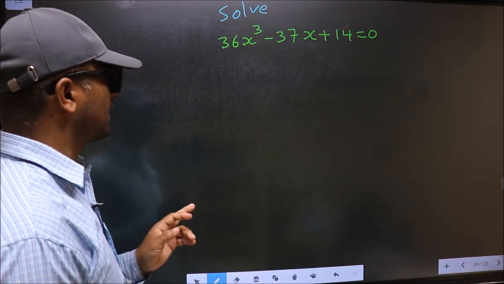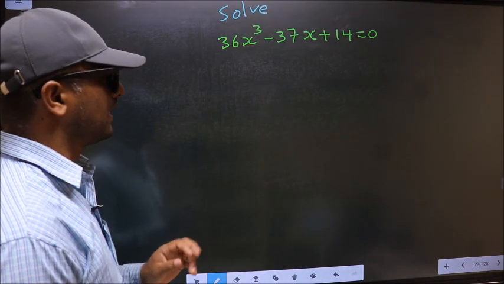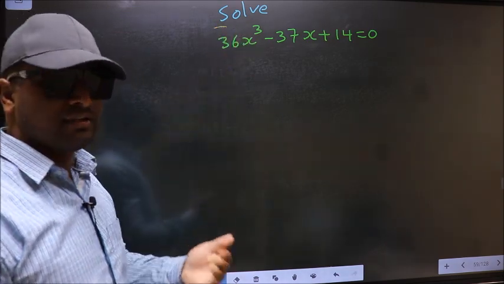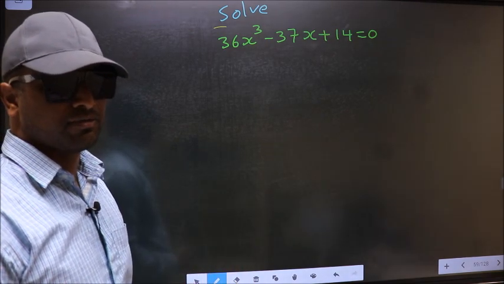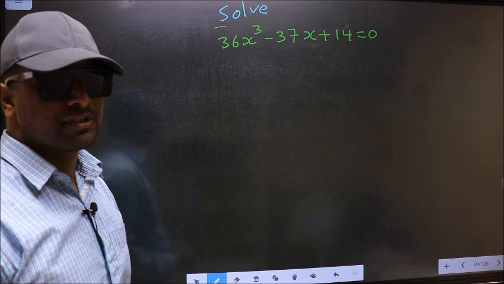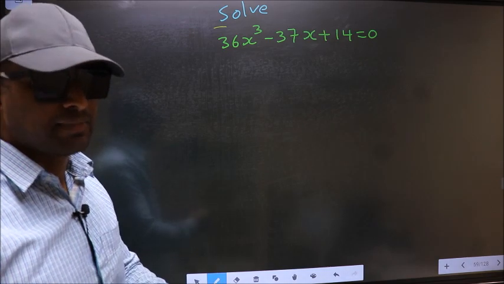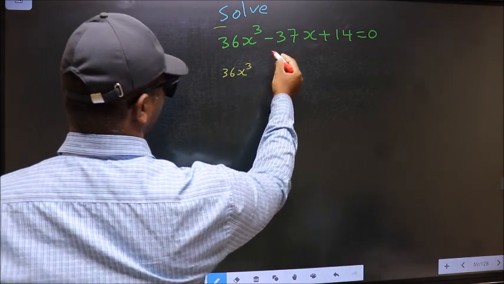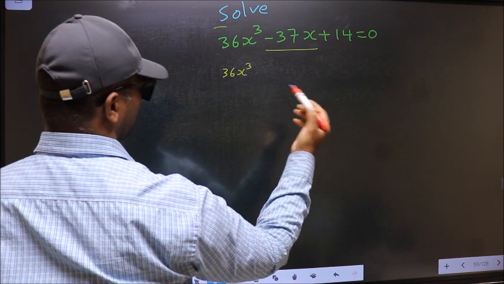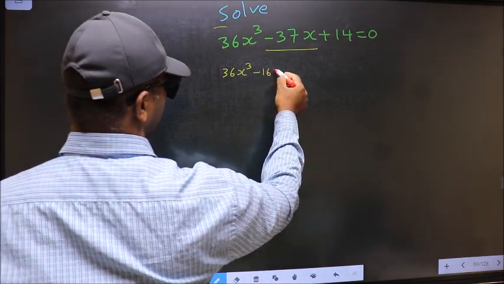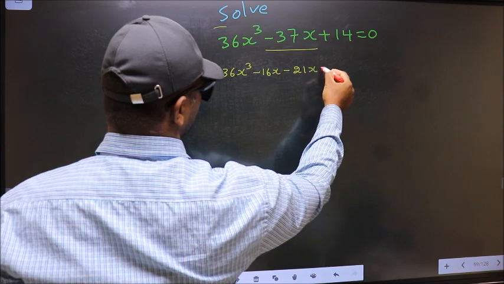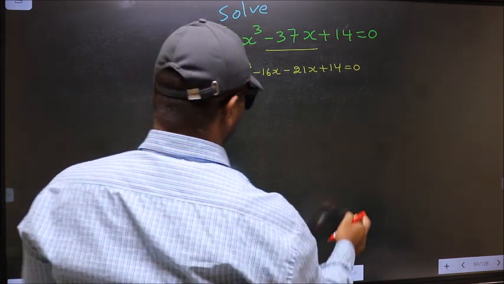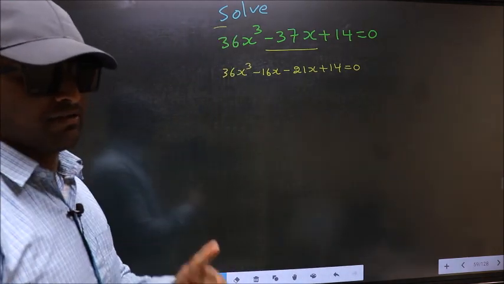Solve 36x cube minus 37x plus 14 equal to 0. Here they told us to solve, which means we should get the values of x. For that, here we have to change the x term. What I mean is, see, 36x cube, in place of minus 37x, now I write minus 16x minus 21x plus 14 equal to 0. This is your step 1.